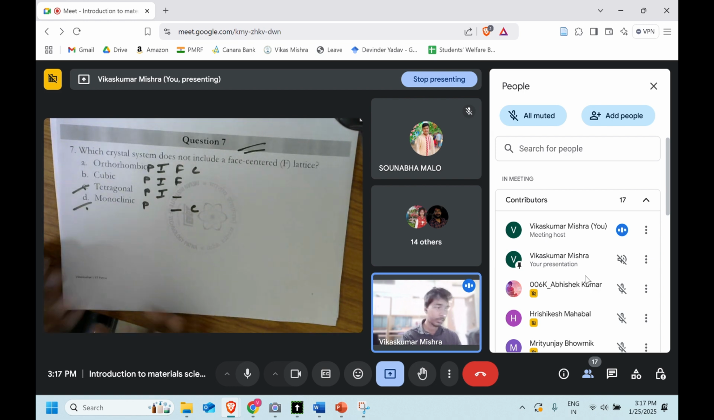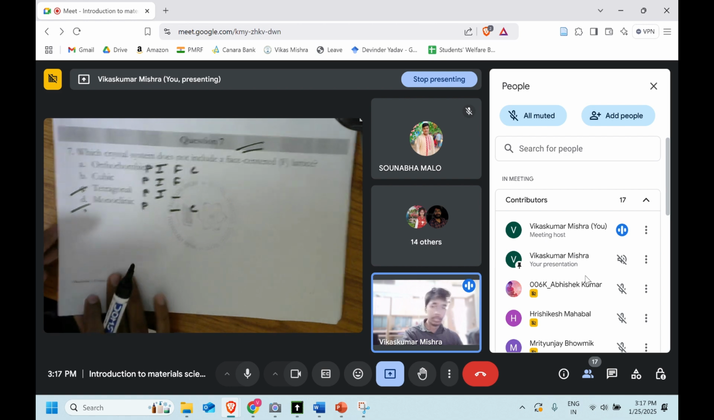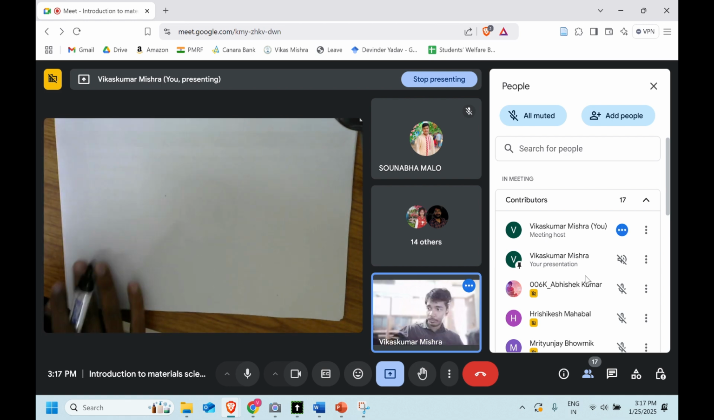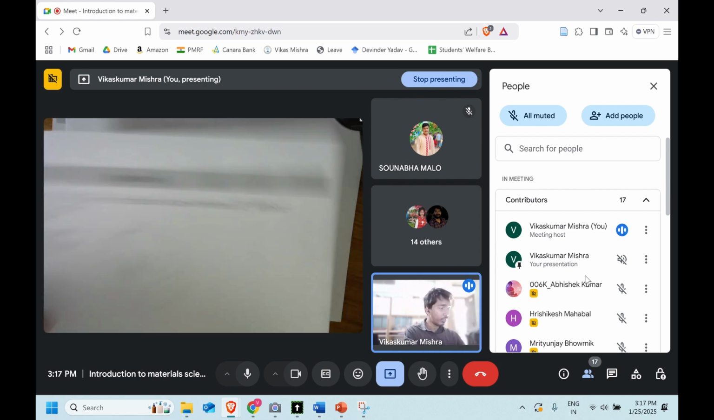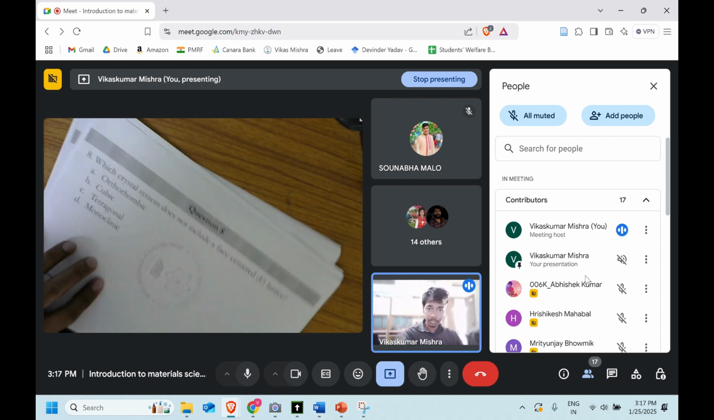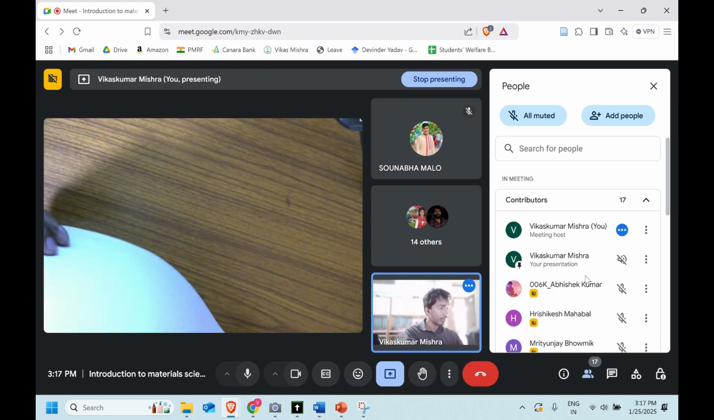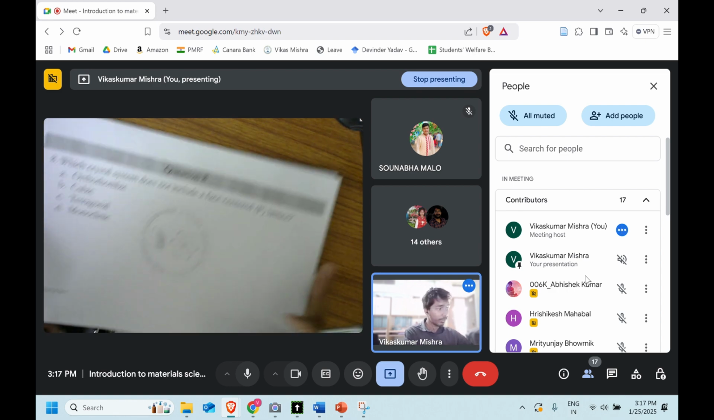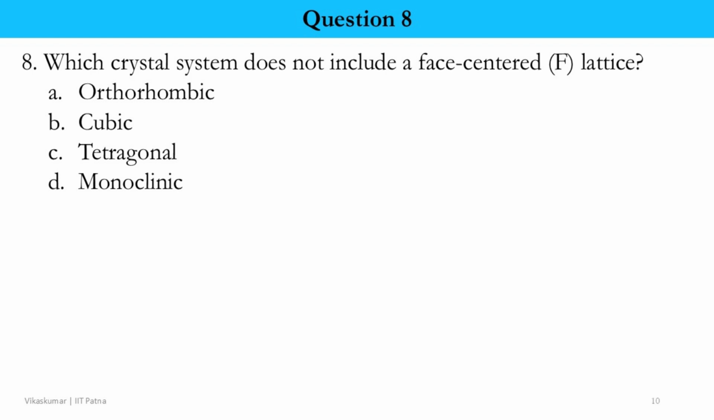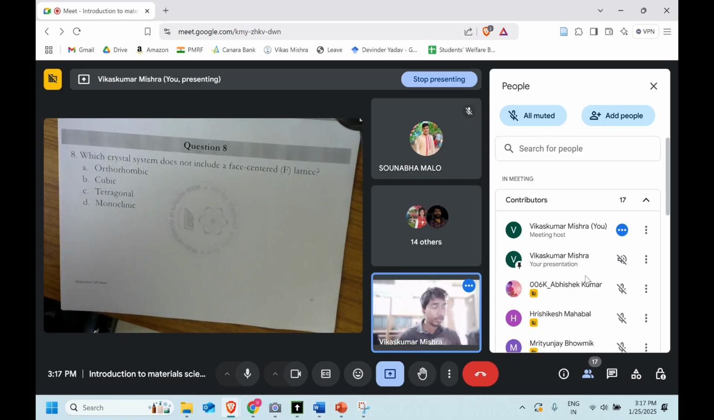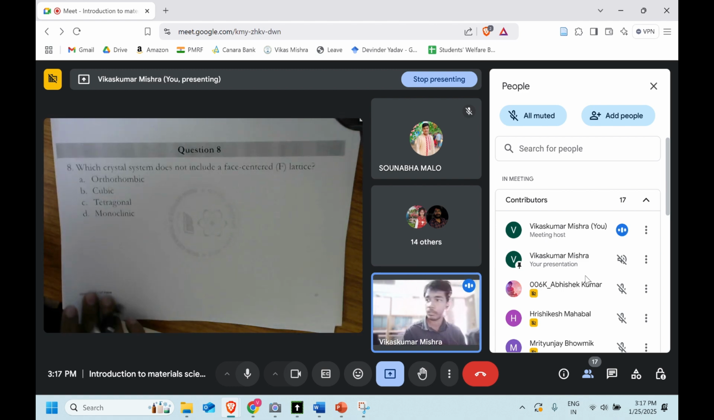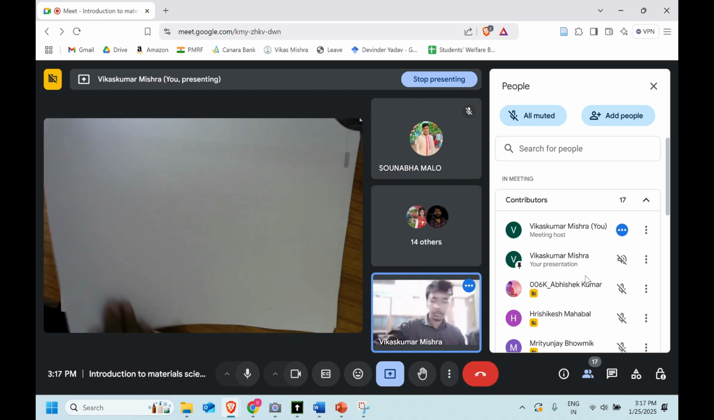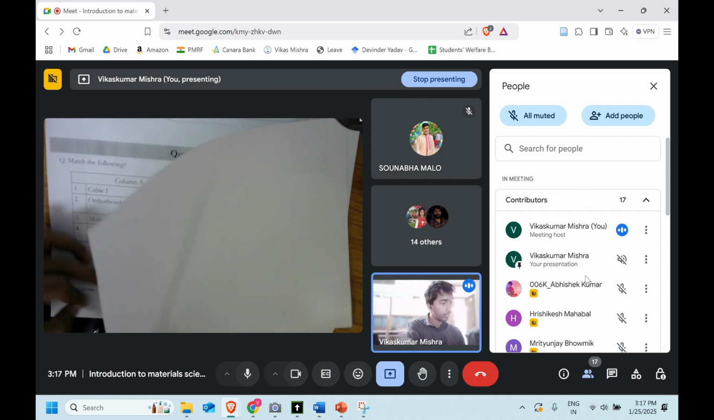With that, we have solved question number 7. If there is any doubt, please let me know. You can see that right now the questions are quite easy, within a second we can solve it. Which crystal system does not include the face centered? Okay, I already asked this question. Repeated. Let's go to the next question.